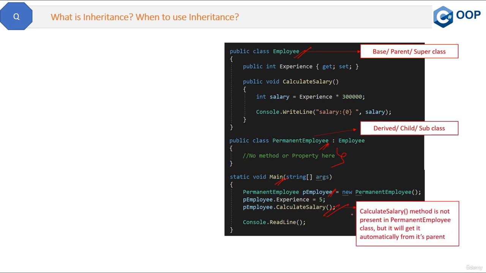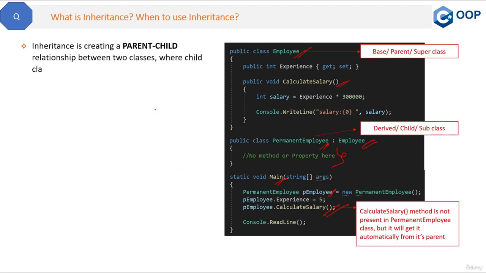So how is it possible? That is possible because of inheritance. Because calculate salary is there in the employee class and the employee class is the parent class of the permanent employee class, right? So that is inheritance. Even though permanent employee does not have any method, it will get the method from its parent employee class and use it. So the definition is, inheritance is creating a parent-child relationship between two classes, where the child class will automatically get the properties and methods of the parent.